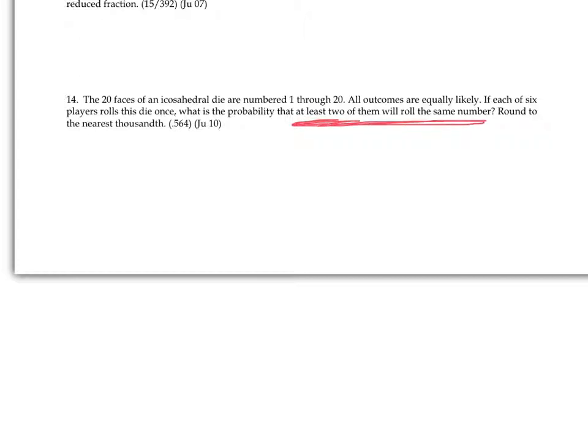Okay, at least tells me right away I'm going to probably do a complement. Round to the nearest thousandth. So probability of at least 2 with the same number tells me I will equal that to 1 minus the probability of all different.